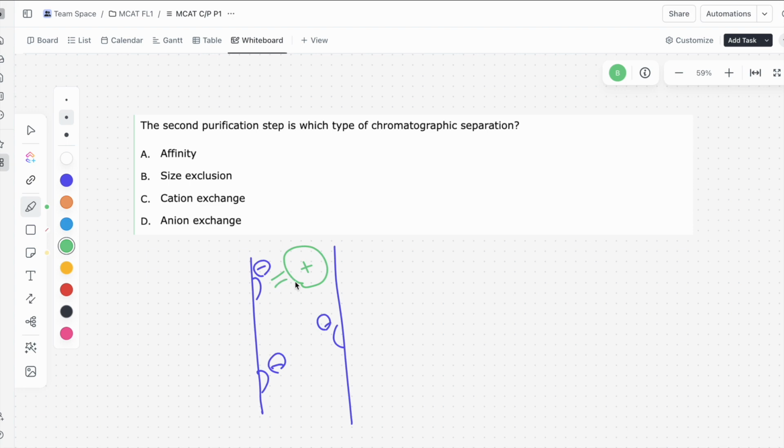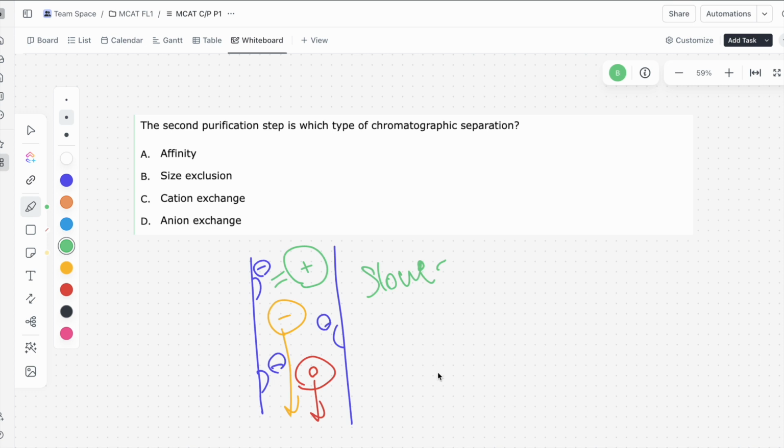So what's going to happen is the positively charged proteins are going to get attracted to these molecules, they're going to want to hang out a little bit more, so they're going to flow through this column slower, okay? But the ones that are negatively charged, or maybe just neutral, they're not going to be really attracted to the ligands on the side of the column here. So they're just going to pass right through really fast.